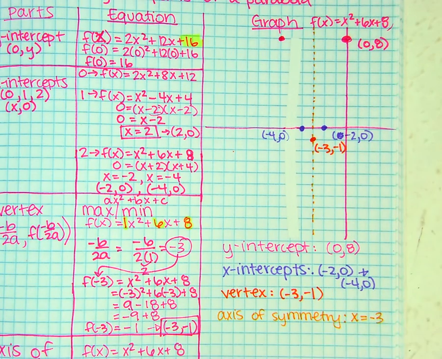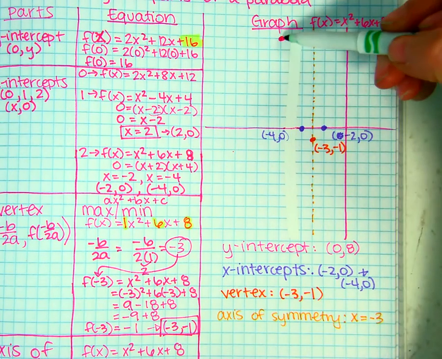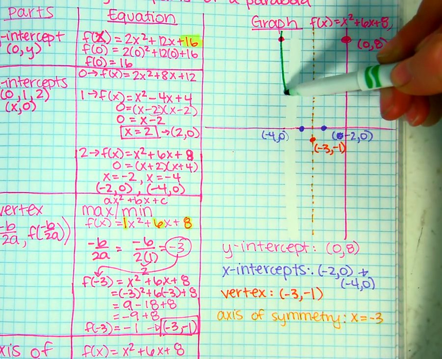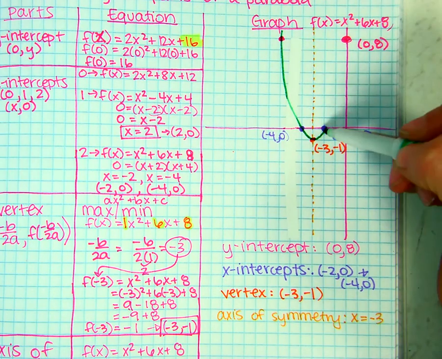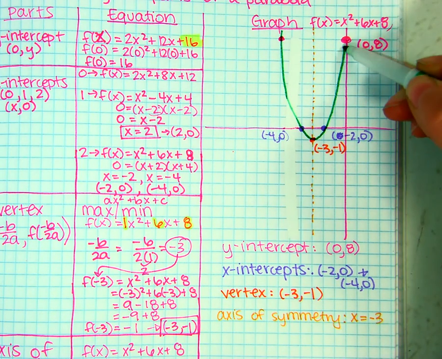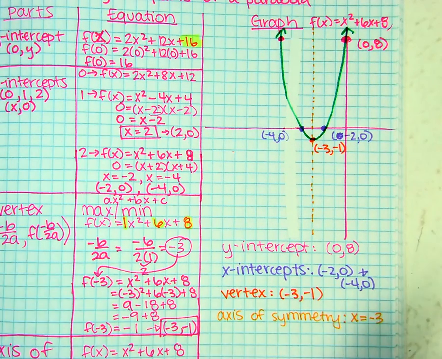All right? So now we can connect the dots. Okay, and we want it to look like a parabola, so it's going to be a little curved. It's not going to be perfect, but I'm going to come down, touch the vertex, and then go right back up. I might need to lift my pencil or marker up. Okay, that's what a parabola would look like.